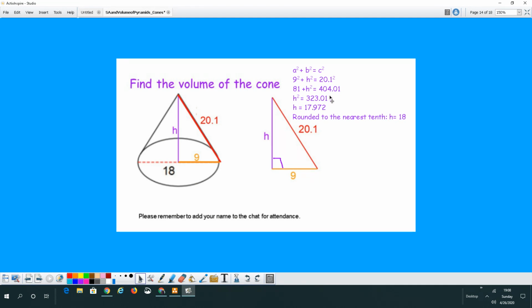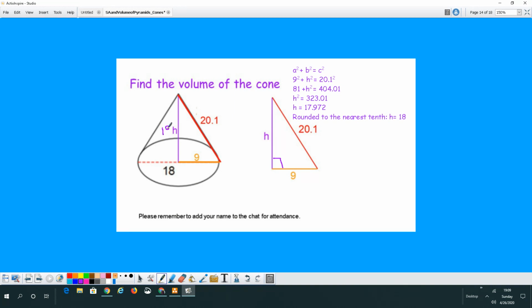So we add those values together. 9 squared is 81. 20.1 squared is 404.01. We're going to subtract the 81 so that we simplify the equation, get h squared equals 323.01, and then find the square root of both sides. We get h equals 17.972, or 18. We're going to round it to make the numbers easier for us to work with. But that gets us the height. So now we know the height of this thing, and I can once again write that in. So this is going to be 18.